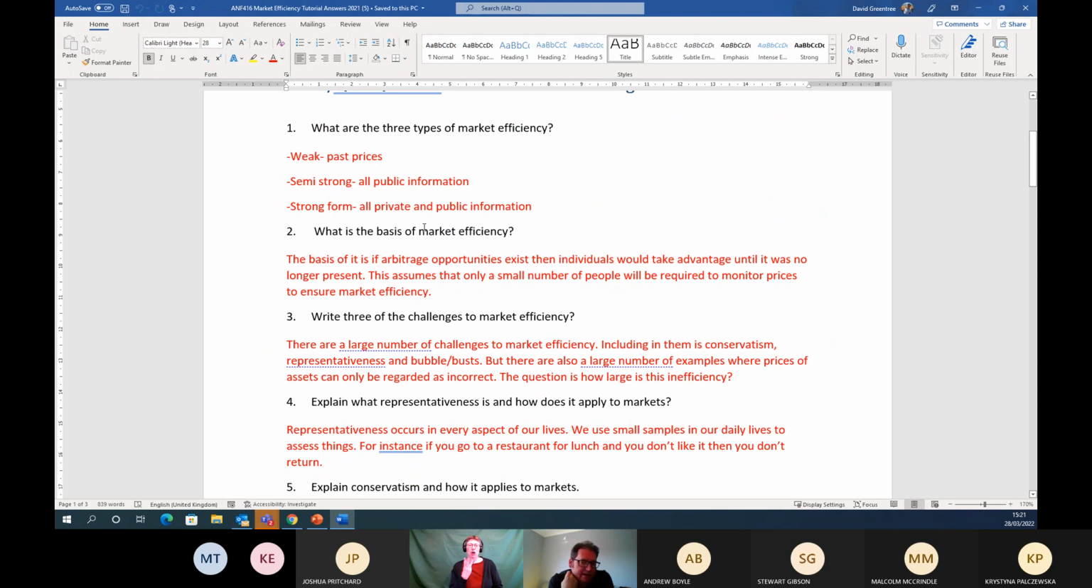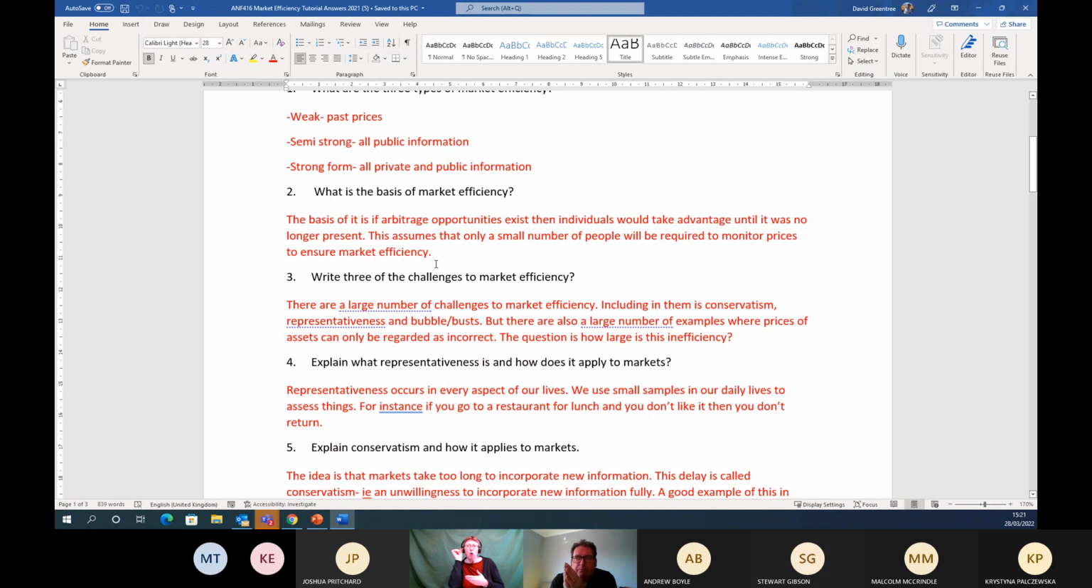So we've got weak form efficiency, which is based on past prices. We have semi-strong, where all public information is factored into prices. And then we have strong form, where all private and all public information is factored in. So the first questions are really just knowledge questions before you get into the sort of application.